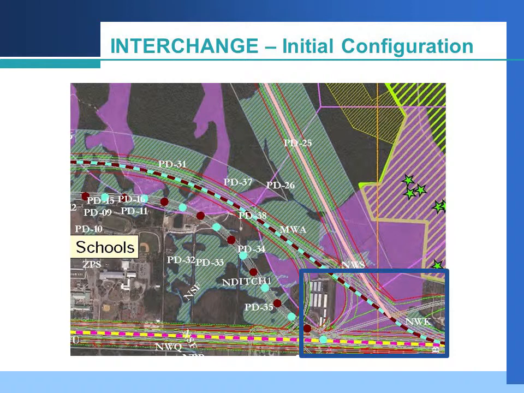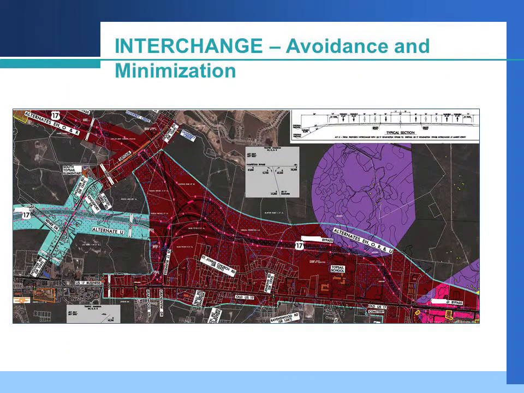apparent. The blue box in this slide shows the initial location of an interchange for the blue and brown dashed alignment. After detailed field studies were conducted, the alignment was shifted, as shown by the blue and brown dots, and the interchange was moved west of the schools to avoid and minimize impacts to potential suitable habitat for a protected species. Here we see the revised interchange, located south of the schools.